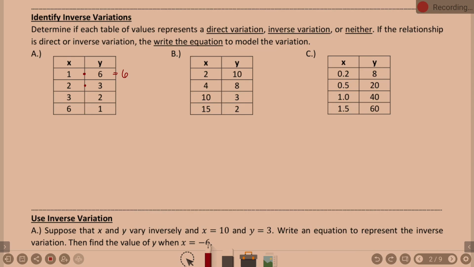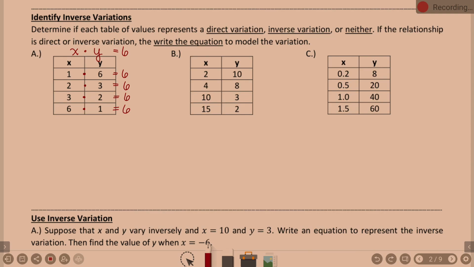2 times 3 is 6. 3 times 2 is 6. 6 times 1 is 6. I know, it's a little overboard for me to do all 4, but here's the deal. It has to work with all 4. Okay, it needs to work with all 4. So with that in mind, we just showed that x times y equals 6.